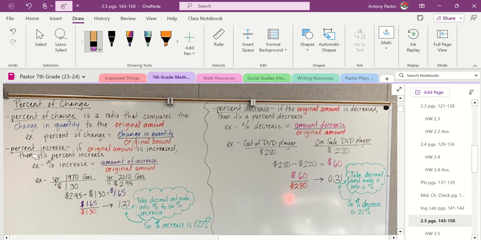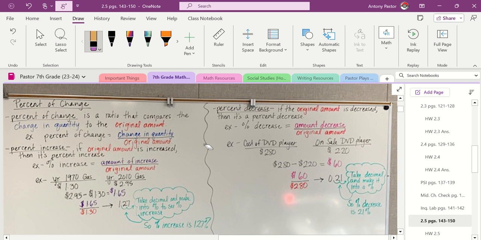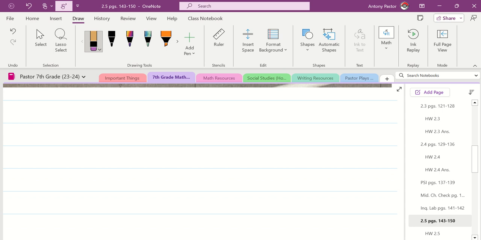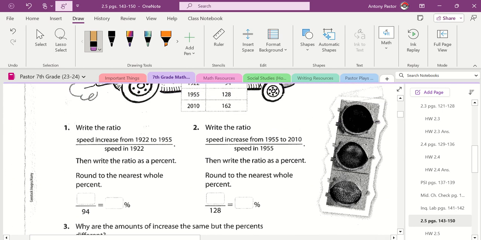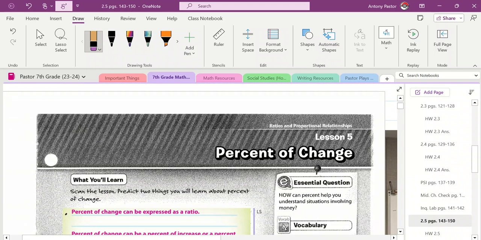Percent of increase is when the original amount is increased. Percent of decrease is when the original amount is decreased. More times than not, percent increase is when something grows over time, like speed in a race or gas prices. Percent of decrease is going to talk about things losing their value or things going on sale. And then we also talked about the percent of error, which is when you try to guesstimate how much something's going to be, or how much you think it is. When you find out the true amount, you find the percent of error by doing the difference over the true amount, dividing and then rounding.